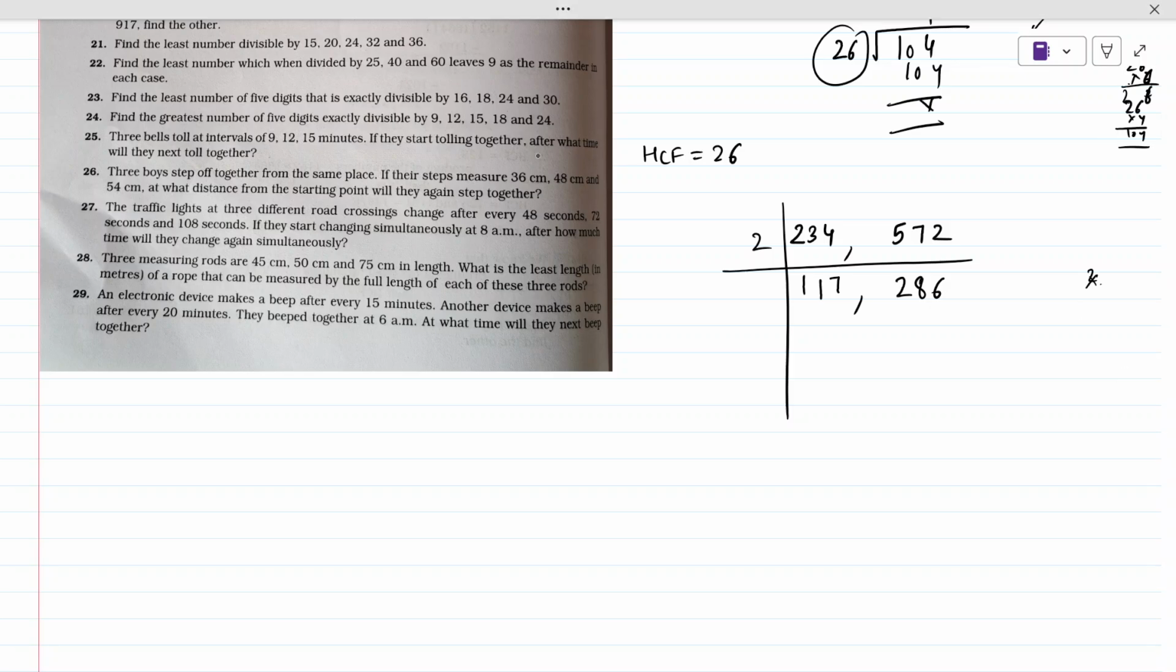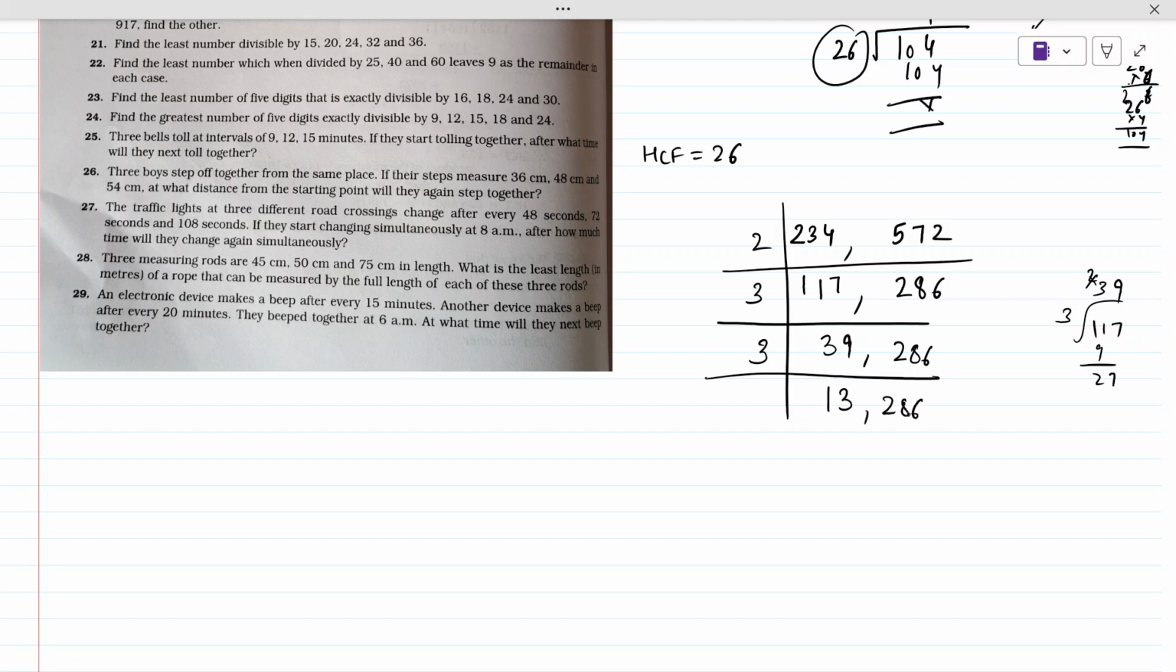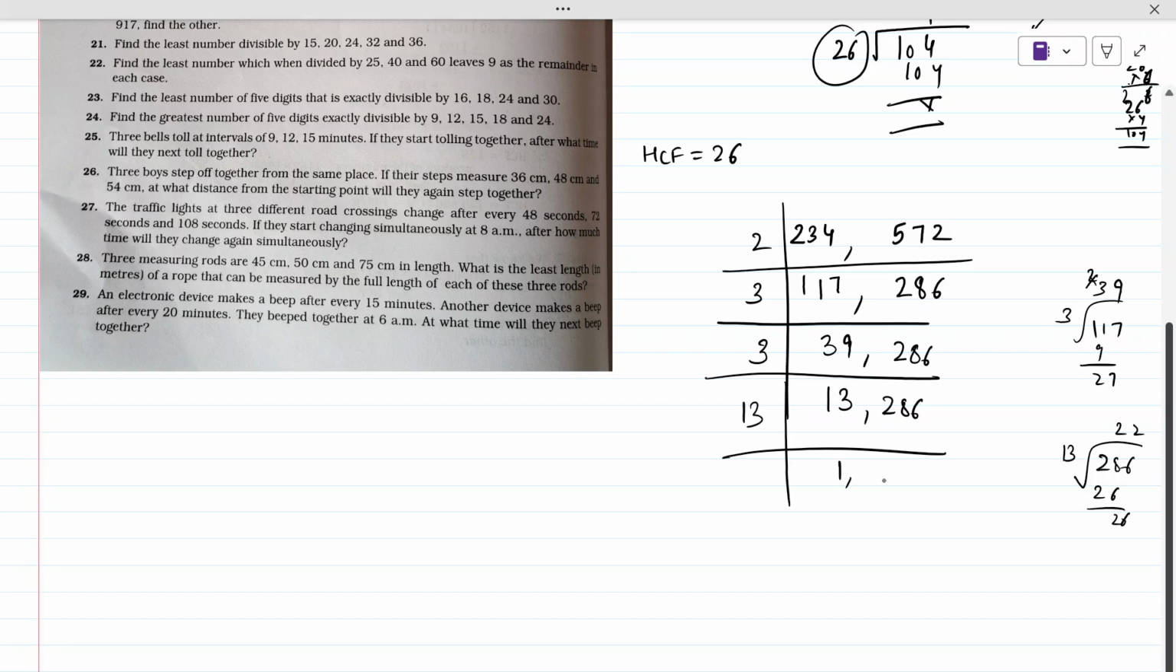So now let us try with 3. We have 3, 117. You can also do it like this: 3 into 3 is 9 and 3, 9, 27. So we'll have 39. But this 286 is not divisible by this, so I'm writing it as it is. Now again, I can do with 3, 3 into 13 and 286 as is. And kids, this 286 is divisible by 13. See, 13 into 2 will give you 26 and 26 again. So 13 into 1 here and 13 into 22 here.